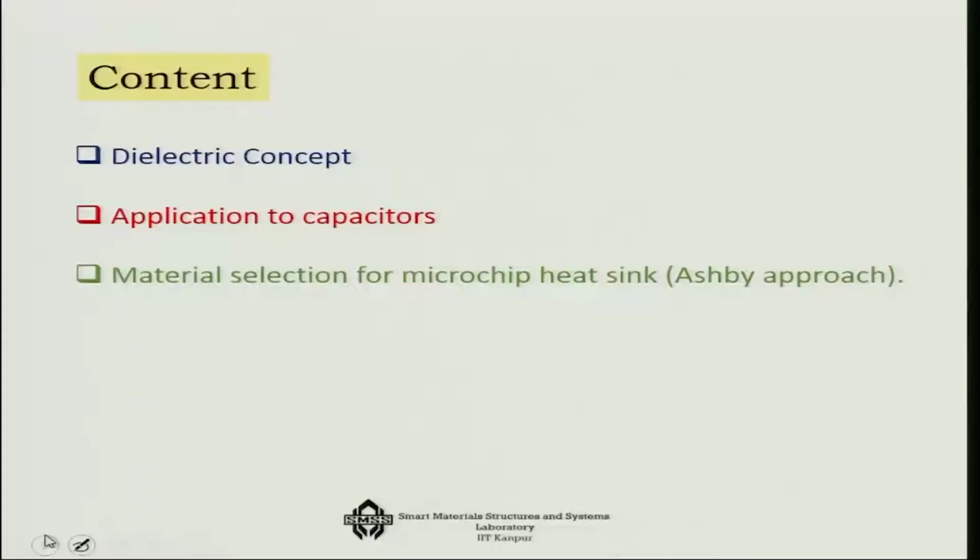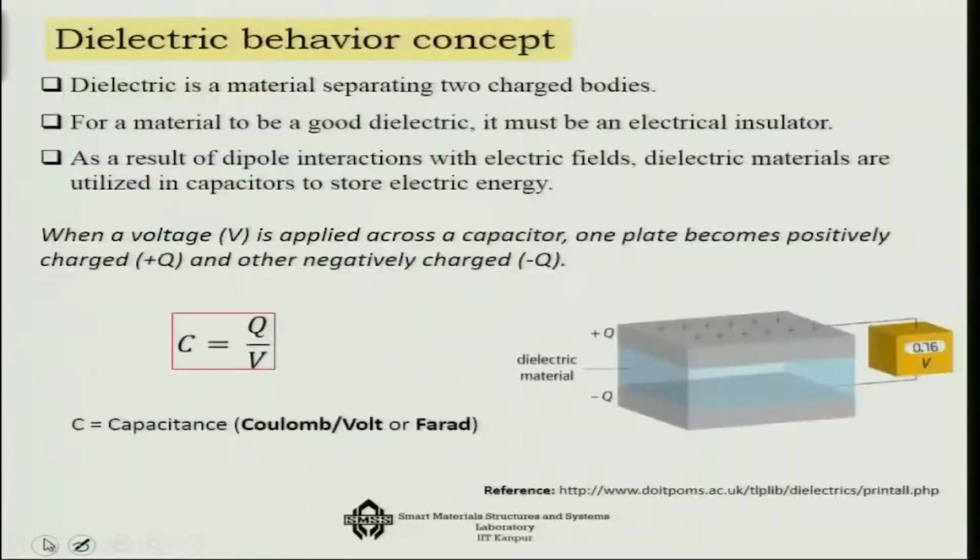That means, if a material is not conductive, then there is every possibility that it is a dielectric material, or very commonly, an insulating material. But what is this concept of dielectricity? That we will see, and we will see how it is applied to capacitors. Finally, we will also do a small material selection exercise for a microchip heat sink using the Ashby approach. So, these are the three things which are our learning goals in today's lecture.